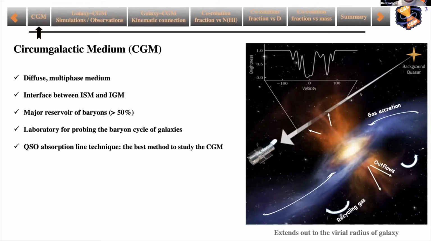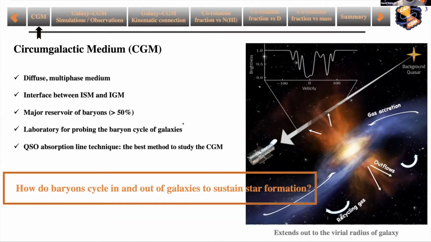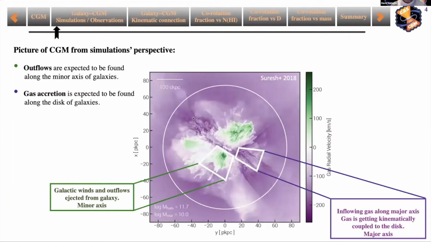The quasar absorption line technique is the best method to study the CGM. In this technique, the light of a bright background quasar passes through the CGM of a foreground galaxy, and the spectrum of this quasar can provide us with gas information like abundances or kinematics. In order to address how the baryons cycle in and out of galaxies, we use the kinematics. We connect the kinematics of the CGM, or circumgalactic medium, to the host galaxy disk, looking for evidence of gas accretion or outflows that could directly affect the galaxy's star formation rate.